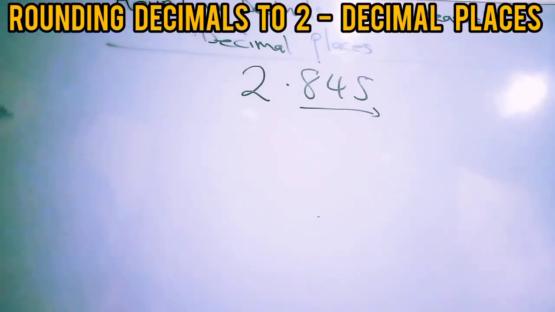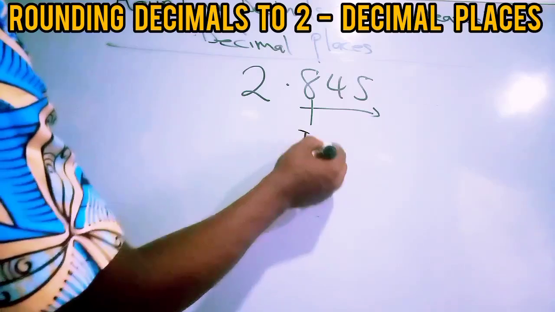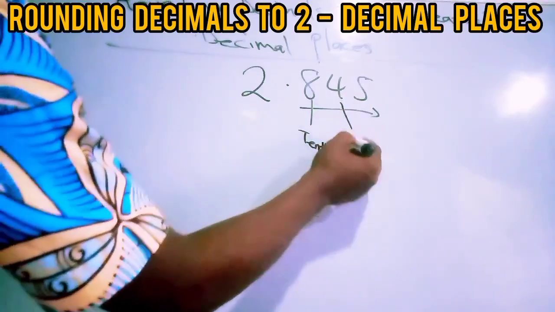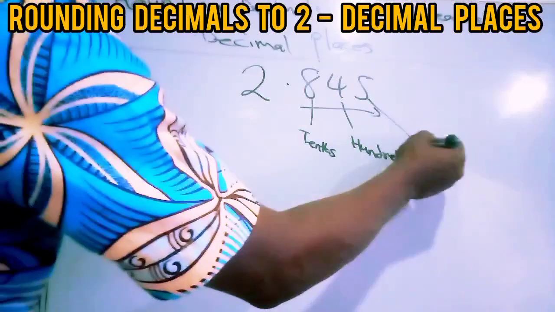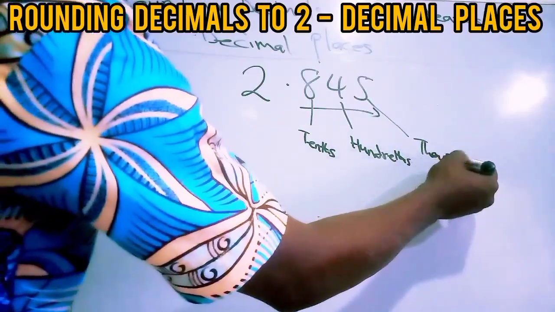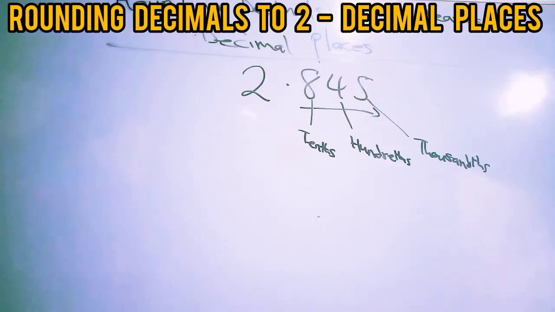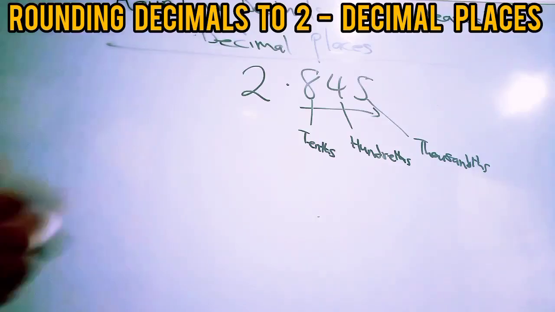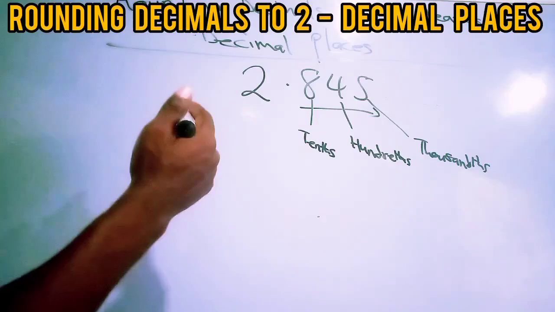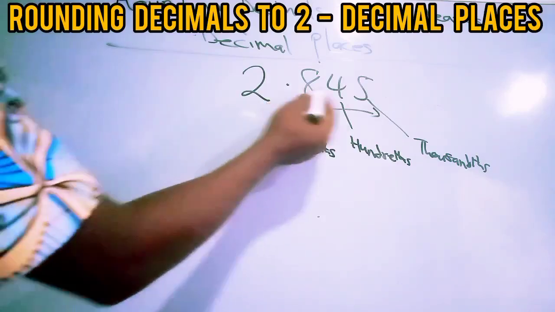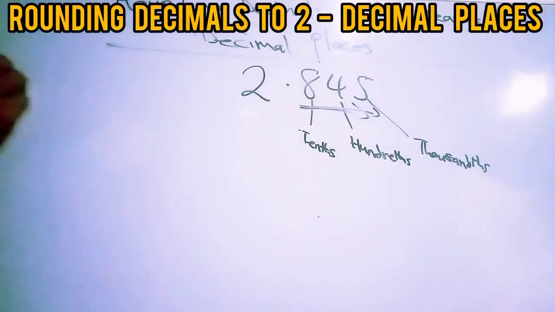In that lesson, we learned that the first digit after the decimal point is the tenth position, the second one is the hundredth, and the third one is the thousandth position. We said it can go on and on, up to millions of positions. So when we want to round to the nearest decimal places, you will be looking at just this column. Let's look at the very example we have on the board.